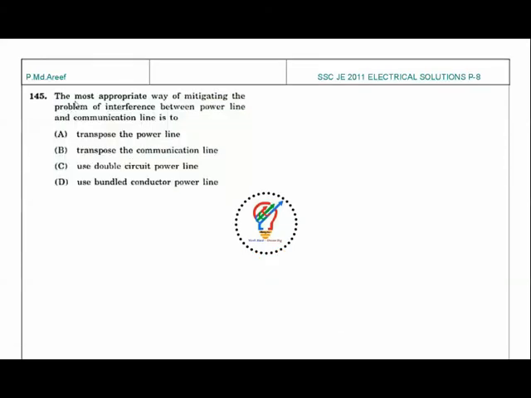The next question is, the most appropriate way of mitigating the problem of interference between the power line and the communication line is to: transpose the power line, transpose the communication line, use a double circuit power line, or use bundle conductors in the power line.